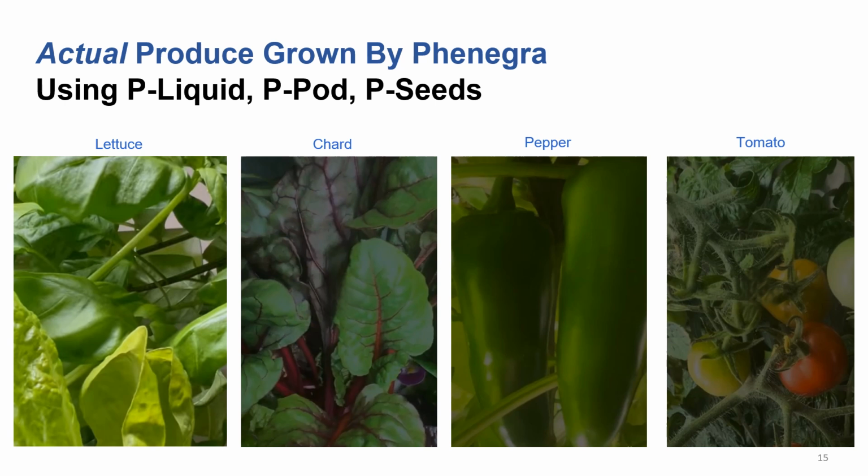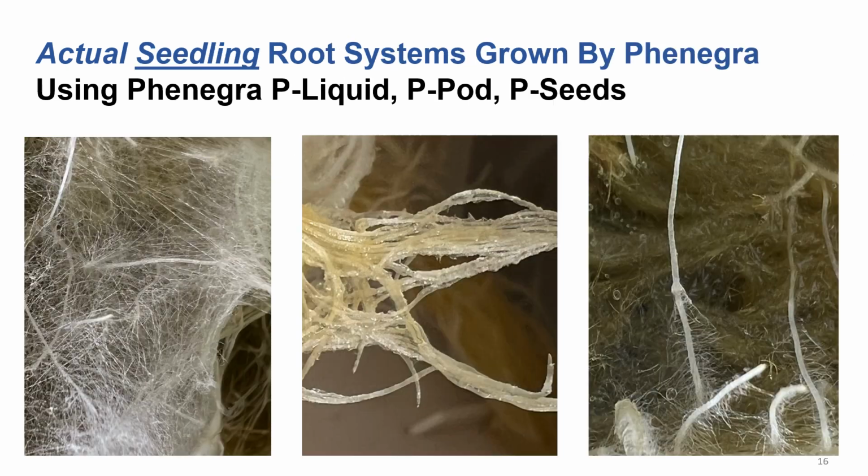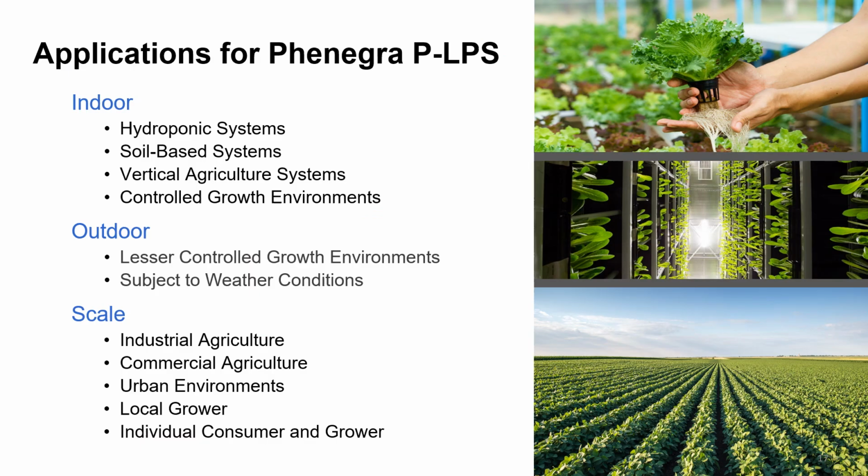All right, so now on slide 15, we have other plants, lettuce, chard, peppers, and tomatoes as actual produce grown by Phenegra. On slide 16, we have the actual root systems. Look at the dendritic offshoots from the root structures of these seedling stages. These are not massive adult plants, but they're at the seedling stage, and you have this huge ball of roots with lots of dendrites, high surface area. Guess what's going to happen now as they grow into the adult stage, right? They're just going to pick up lots of nutrients.